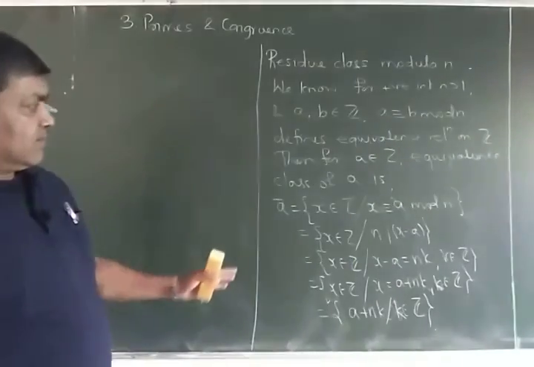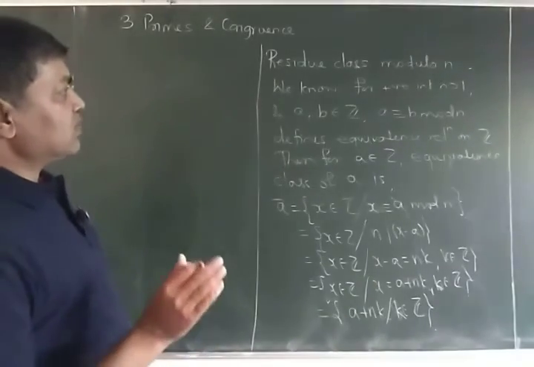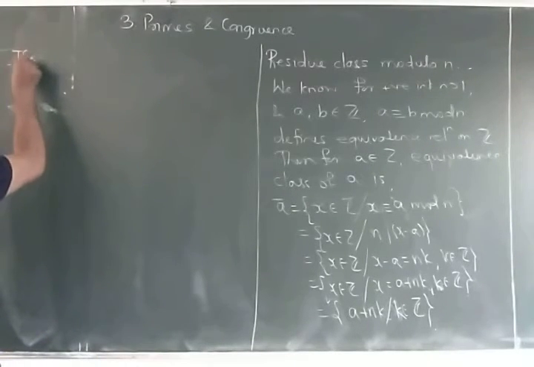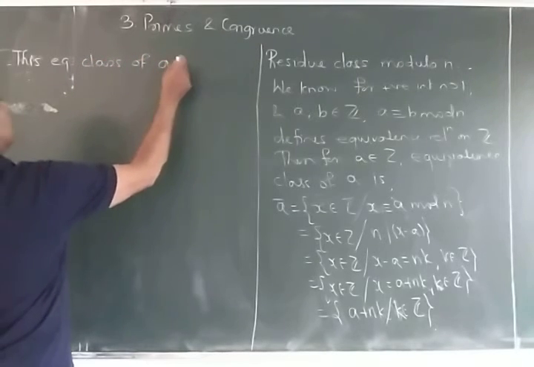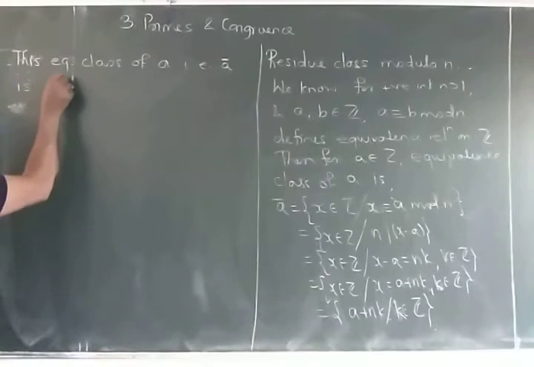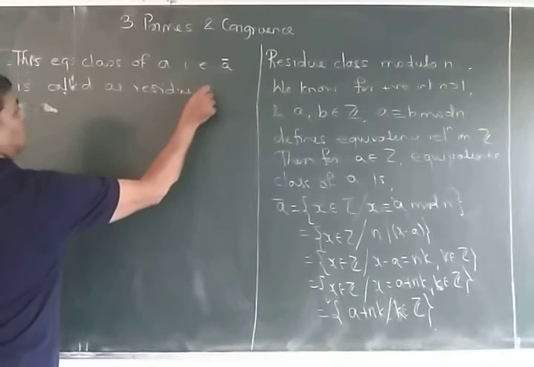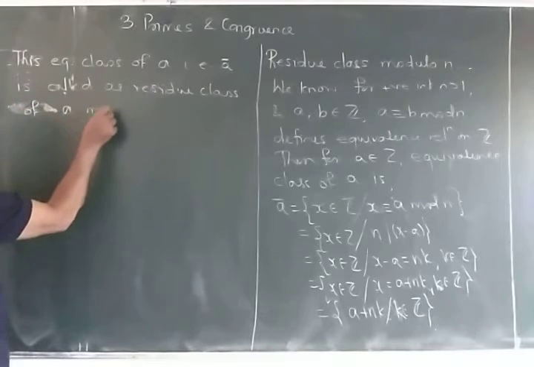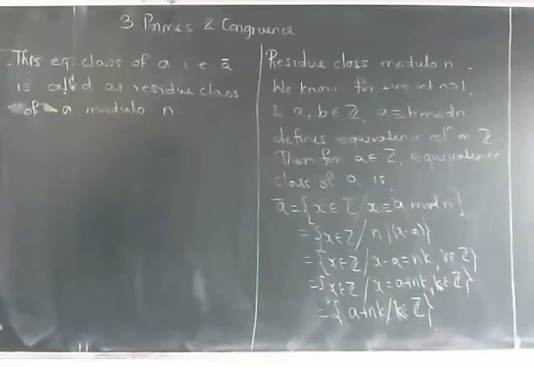This equivalence class of a, that is a bar, is called the residue class of a modulo n. Is it clear?